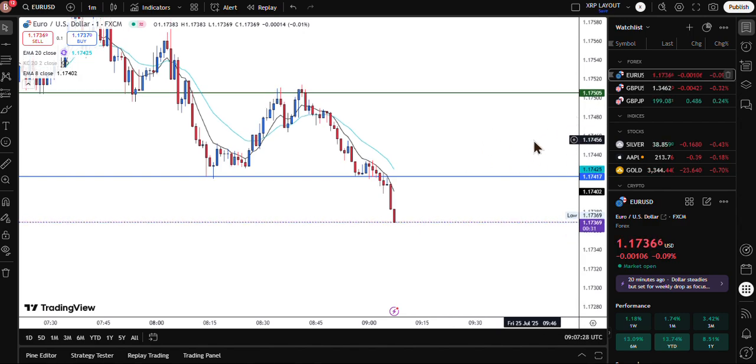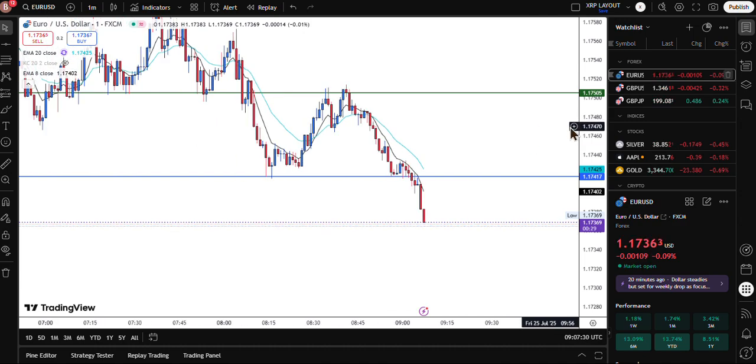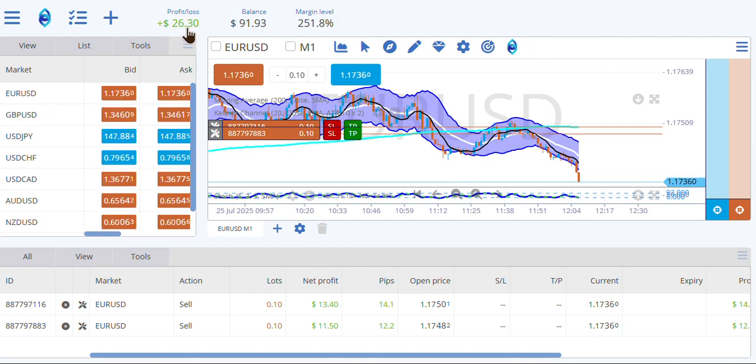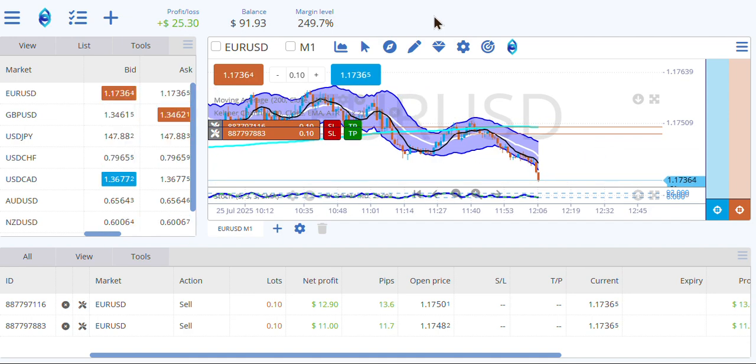I like trading Euro USD. It's kind of predictable, pretty solid. We're at $25, $26 right now on this trade. It's going to do a pullback.